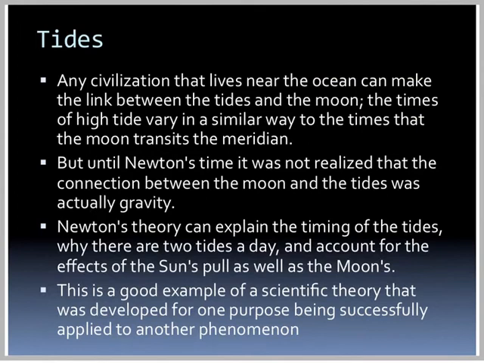And finally, any civilization that lives near the ocean can make the link between tides and the moon. The times of high tide vary in a similar way to the times that the moon transits the meridian. But until Newton's time, it wasn't realized that the connection between the moon and the tides was gravity. Newton's theory can explain the timing of the tides, why there are 2 tides a day, and account for the effects of the sun's pull as well as the moon's. This is a good example of a scientific theory that was developed for one purpose being successfully applied to another phenomenon.